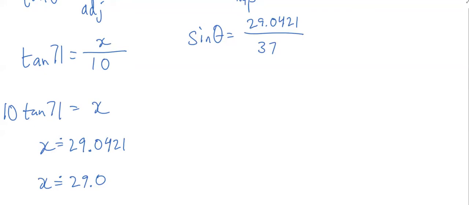So in my calculator, this is how I put it in. Shift sine, you need a bracket here. So if your calculator doesn't do one for you, you do it. 29.0421 divided by 37. Hit equals, I got 51.7, which is approximately 52 degrees. And we usually round angles to the nearest degree, and that's what it said in the instructions, so 52.